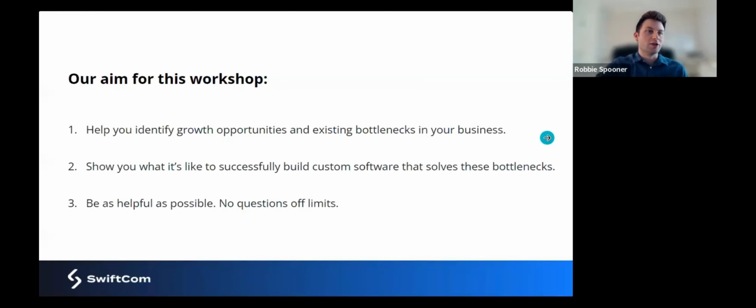Cool. So the aim of the workshop is to help you identify new growth opportunities and existing bottlenecks. It's to show you what successfully addressing these with technology, with software, with automation should actually look like. And at the end of the day, it's to be as helpful as possible. So no questions are off limits. We're here to be as specific and practical as possible.